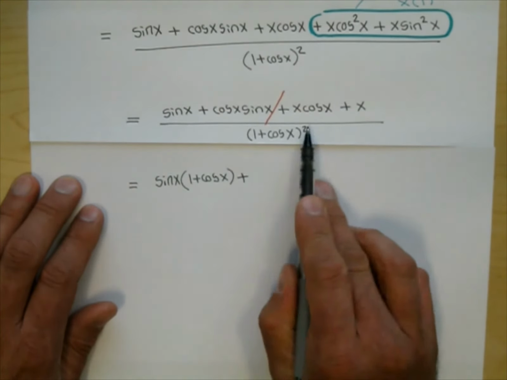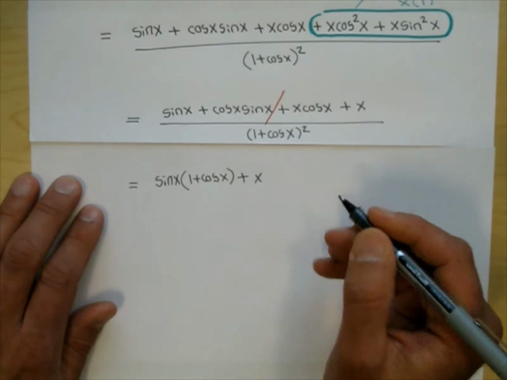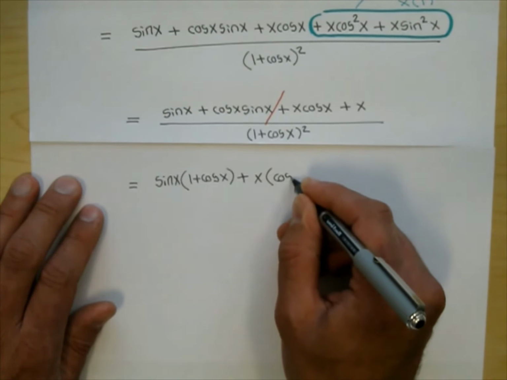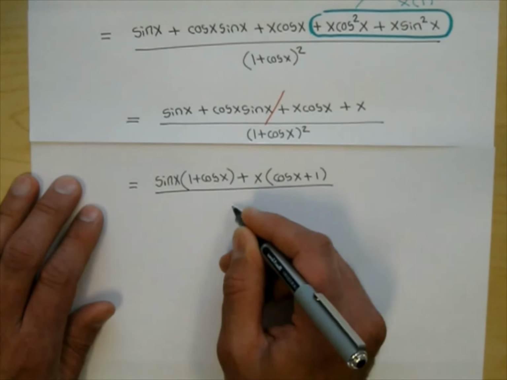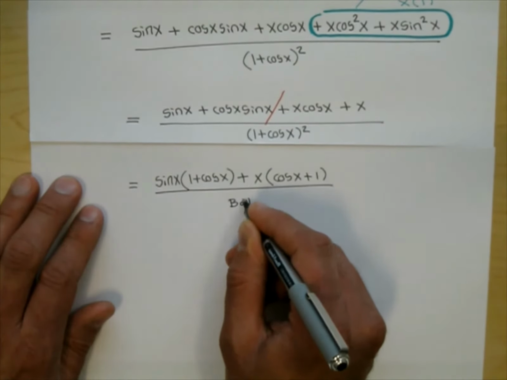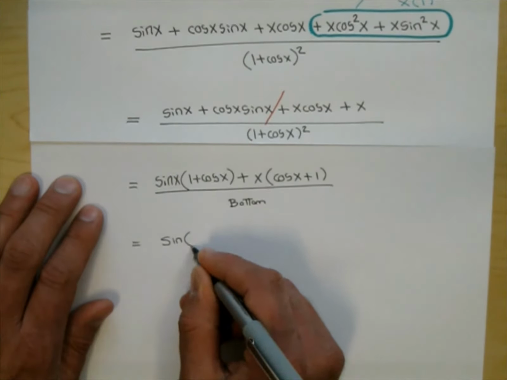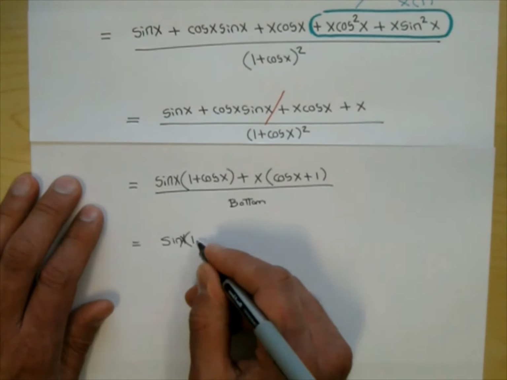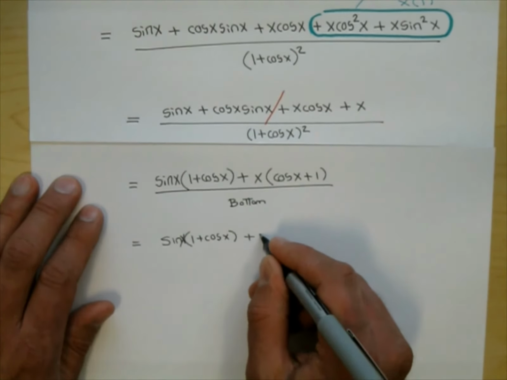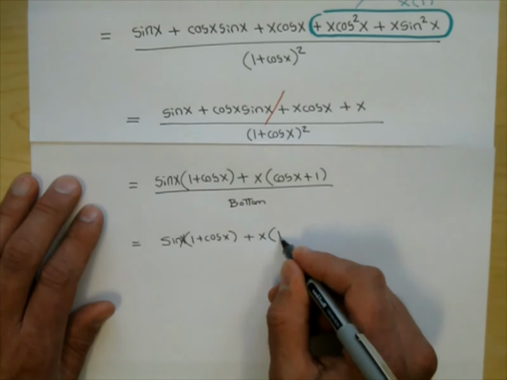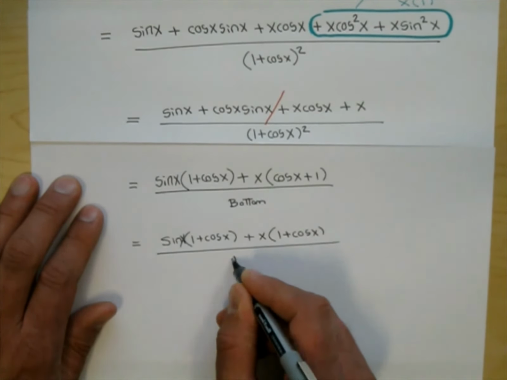And now what do the second two terms have in common? They both have an x in common, so I'm going to factor out an x. We have cosine x plus 1. Of course, this is all over the bottom. And so you can see this is, I'm going to write out a step. Sine x, 1 plus cosine x. And then over here we have x, and I'll rearrange those terms, 1 plus cosine x. This is all over the bottom.